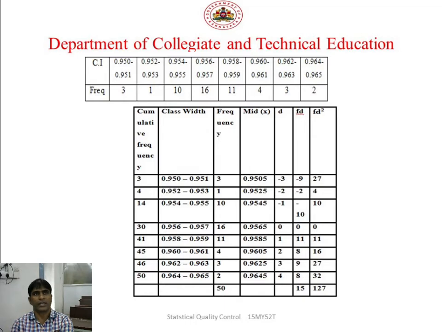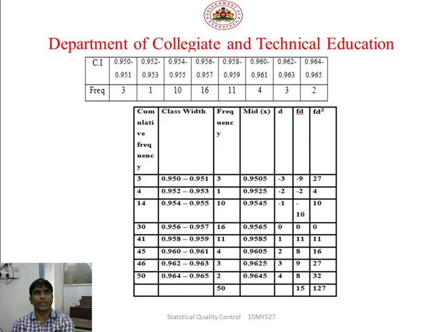First one is 3, as it is 3. Next frequency is 1. 3 plus 1 is 4. Next frequency is 10. 4 plus 10 is 14. Next, 14 plus 16 is 30, and so on: 41, 45, 46, 50. So the total of frequency and the last cumulative frequency should be the same.